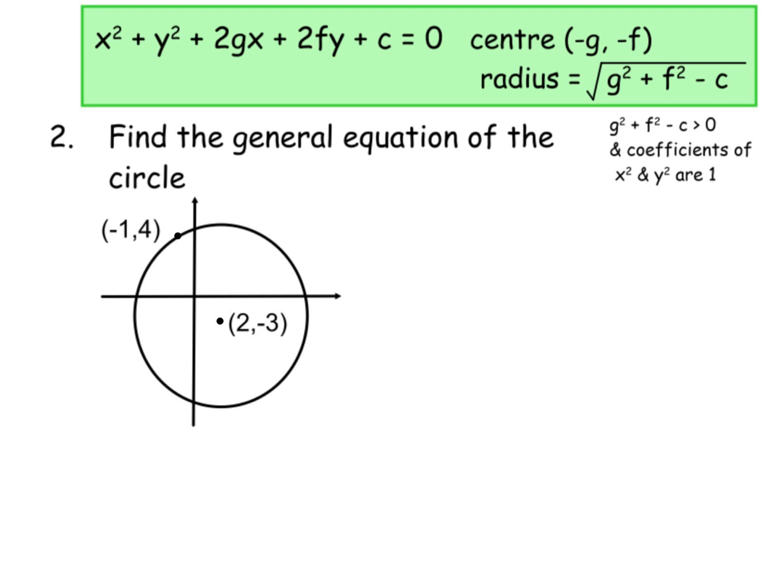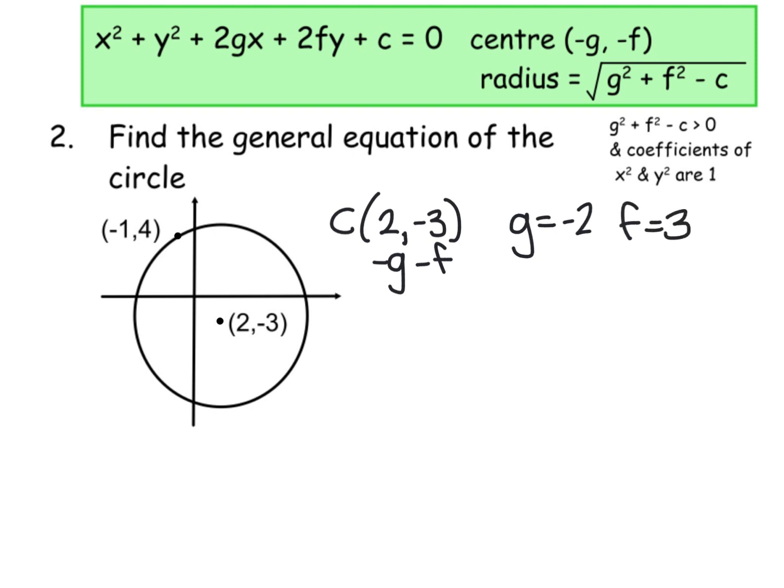Okay, question 2. This time it's from a picture and we're asked to find the general equation of this circle. Now I did an example like this in the last video when we were using the other circle equation. So for this one we're just going to do something a wee bitty different, okay? So our centre is 2, negative 3. So that was our negative g and our negative f. So that means that g is negative 2 and f is positive 3.